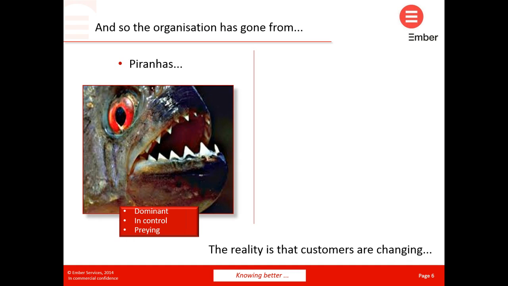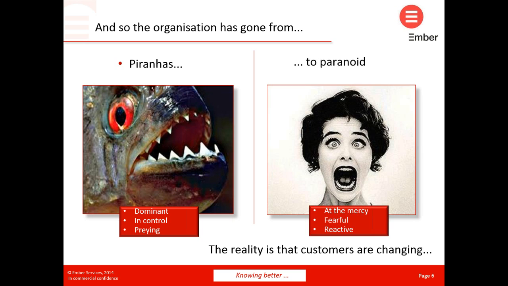I think in the past we've been more akin to the piranha. You know, we've been dominant, we've been top of the pecking order, we've been in control of the organisation and in control of our customers, and quite often we would seek the customers that we want to contact through our outbound dialing strategies and our proactive contact. As we've built our CRM systems, we've been on the front foot looking to reach out to our customers.